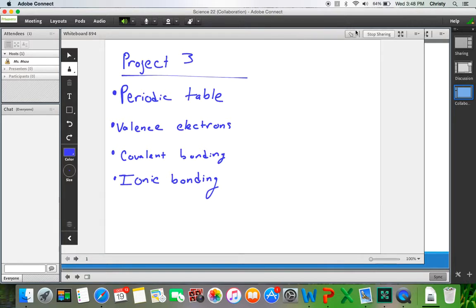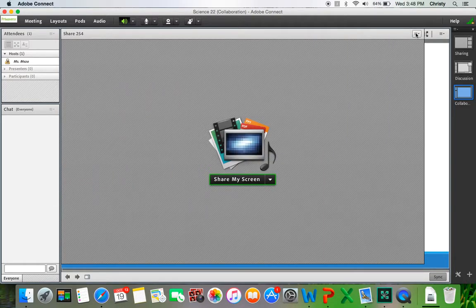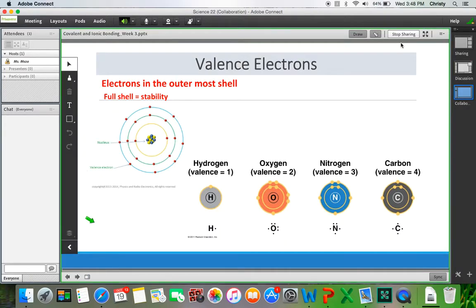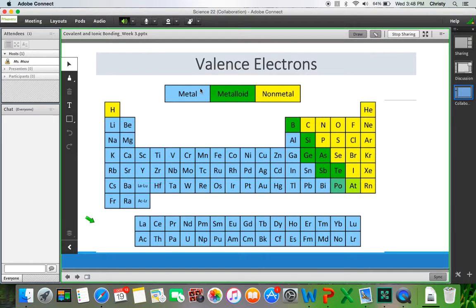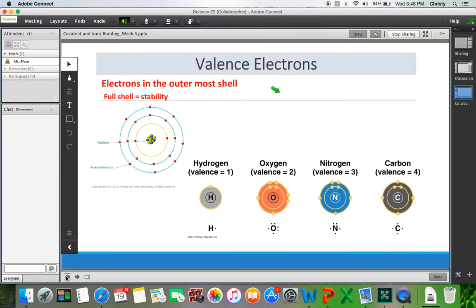So let's discuss the periodic table. The periodic table is basically set up in a pattern. So, not a pattern, but trends. So we have metals, which are these light blue colors, metalloids, which are these green ones, and nonmetals, which are yellow in this picture. So we're going to use a periodic table and this idea of metal and nonmetals to determine if elements will make ionic or covalent bonds. And we're also going to use a periodic table to help us understand how many valence electrons an element will have.